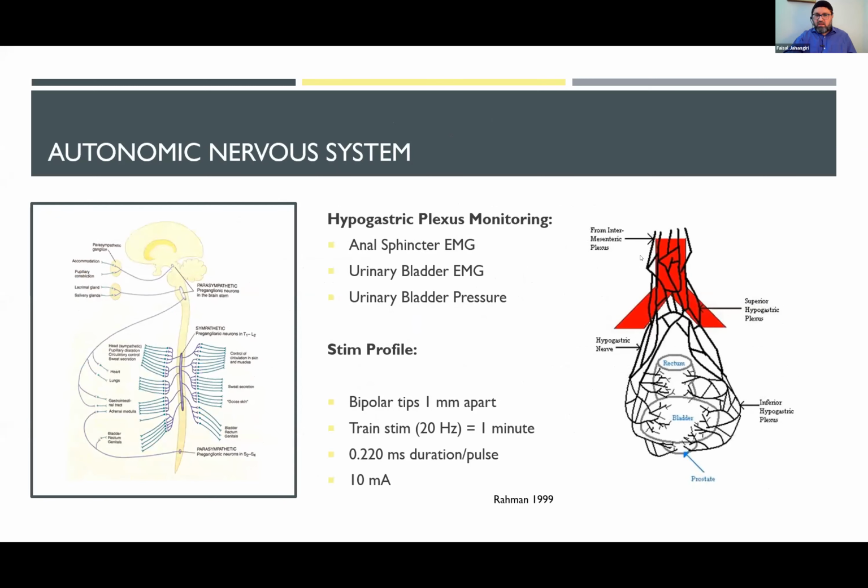If you look at the top-to-bottom picture of the autonomic nervous system, the sympathetic fibers start very high from the brain stem and come all the way down to the sacral area, supplying the rectum, bladder, and prostate in the pelvic area.